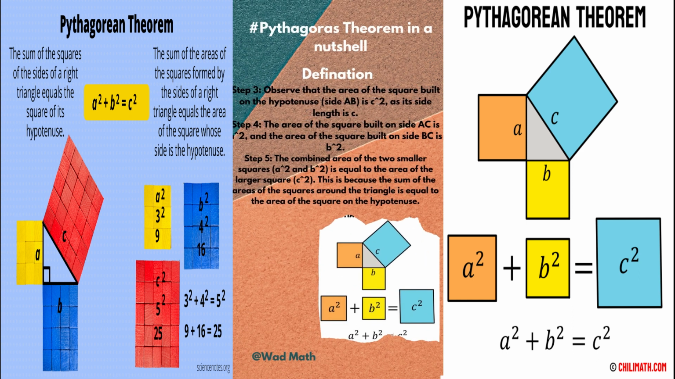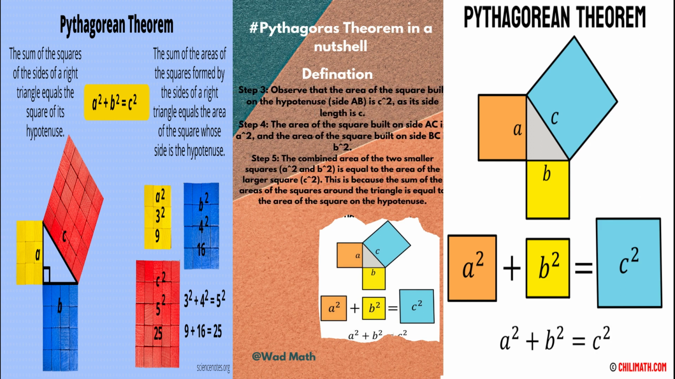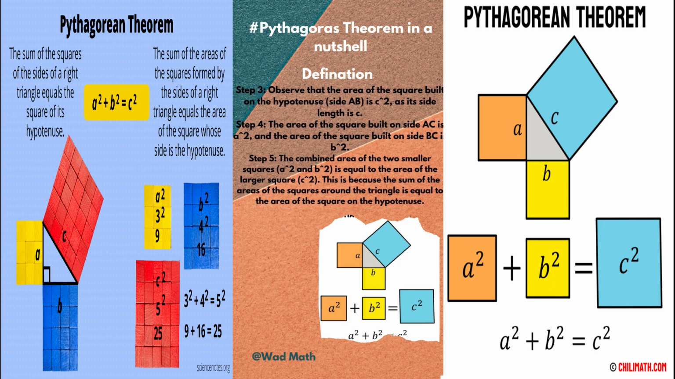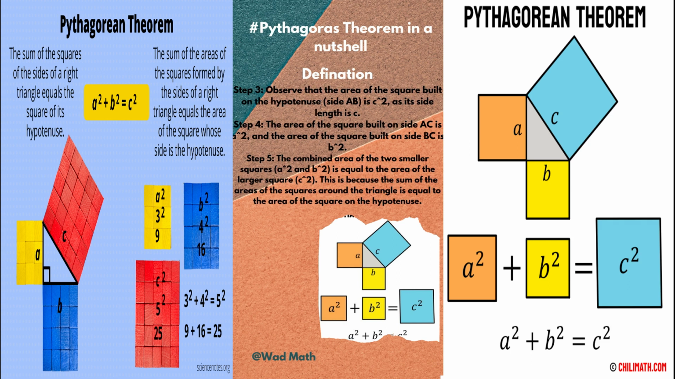Step 3. Observe that the area of the square built on the hypotenuse, side AB, is c squared, as its side length is c. Step 4. The area of the square built on side AC is a squared, and the area of the square built on side BC is b squared.